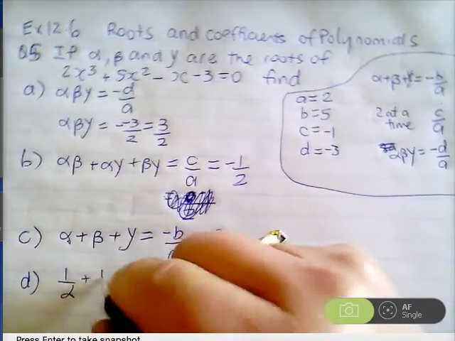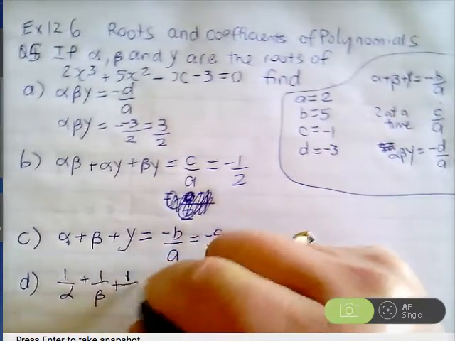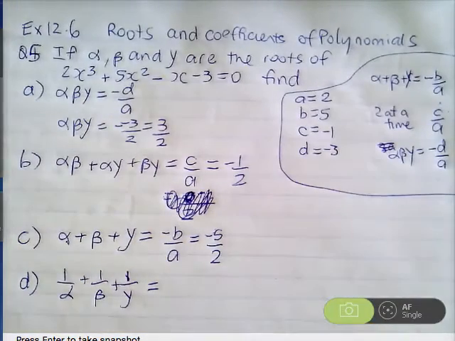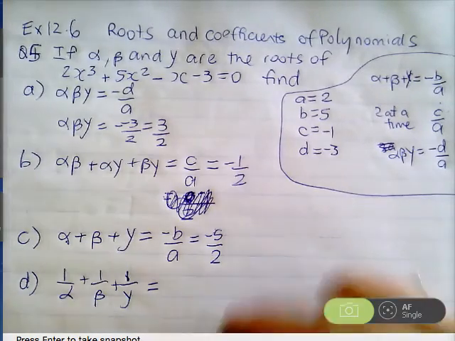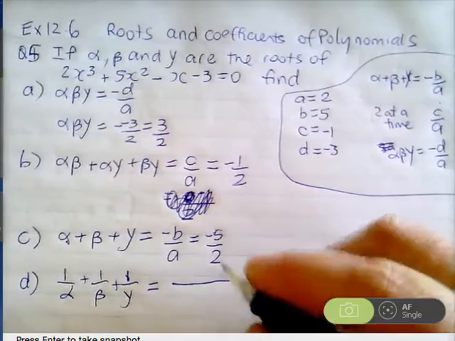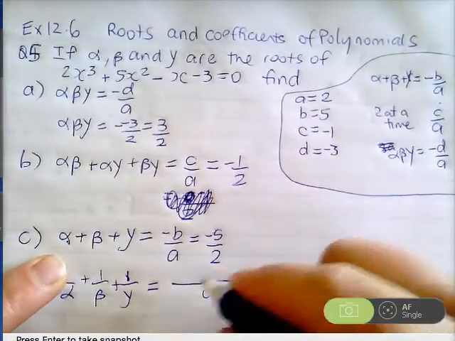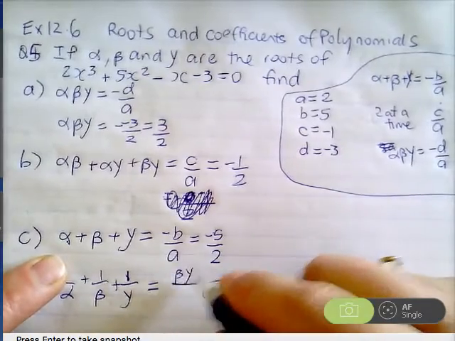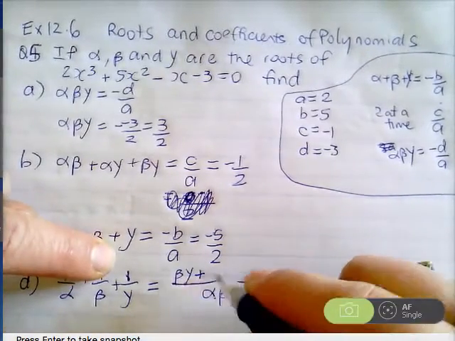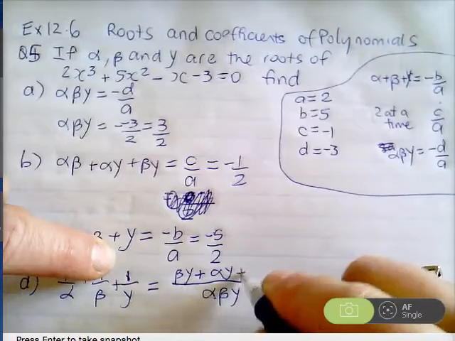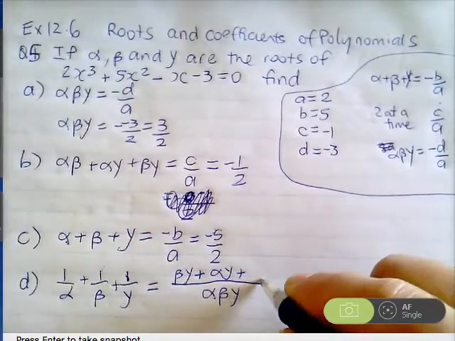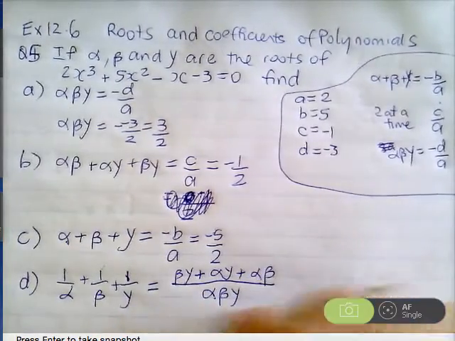1 on alpha plus 1 on beta plus 1 on gamma. You did this similar thing in 2 unit. What did you do with those? Yeah, you made a common denominator. So what would the common denominator be between those 3? Alpha, beta, gamma. So what's the first one need? Beta. Yep. What's the second one need? Alpha. And what's the last one need? Alpha, beta.